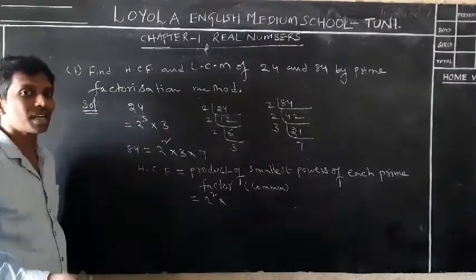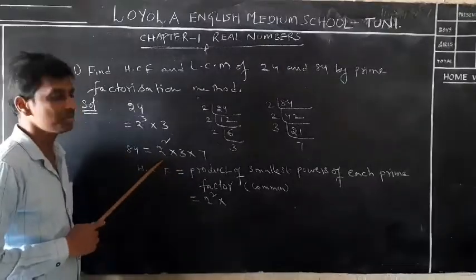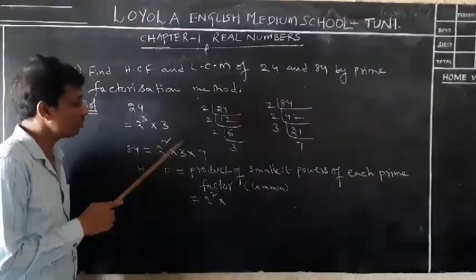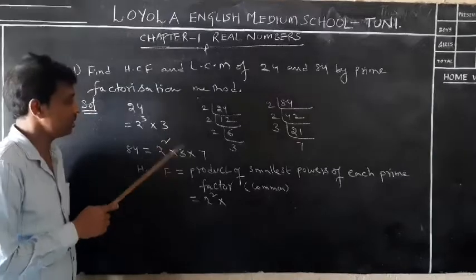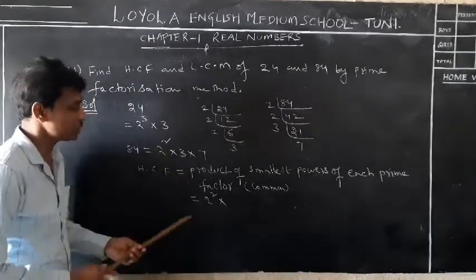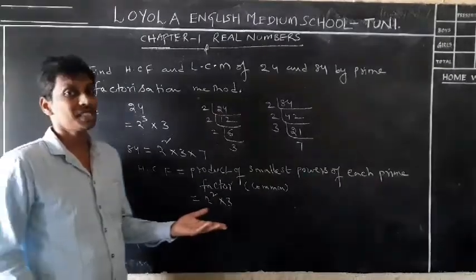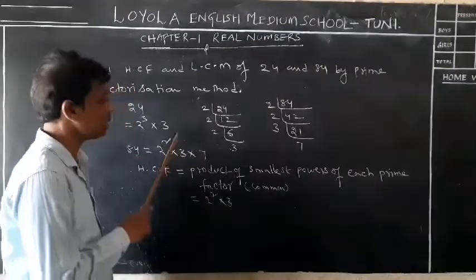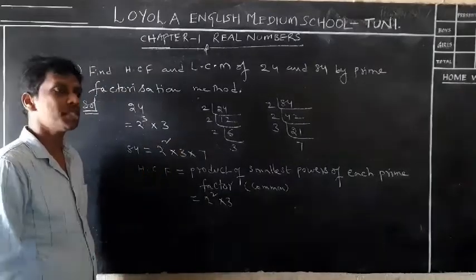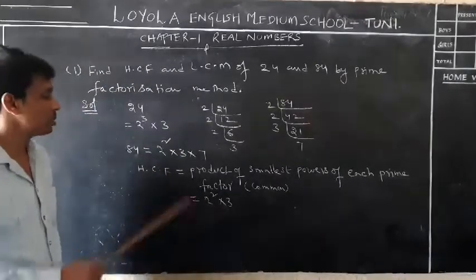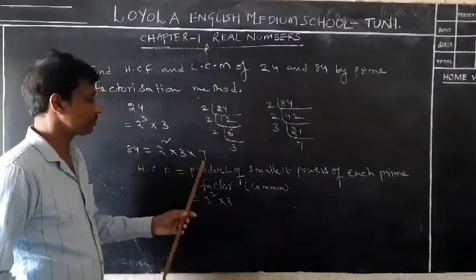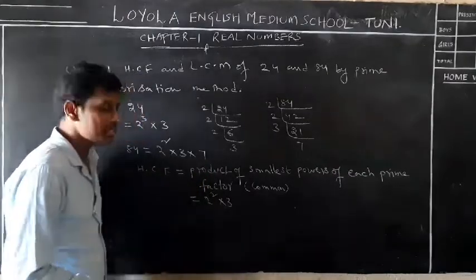And then what is the common factor after 2? 3 is the common factor for both prime factorizations. So here 3 one time and here also 3 one time. Can we write 7? Is it possible to write 7? Because 7 is not a common factor. 7 is not a common factor. So we don't want to write 7.